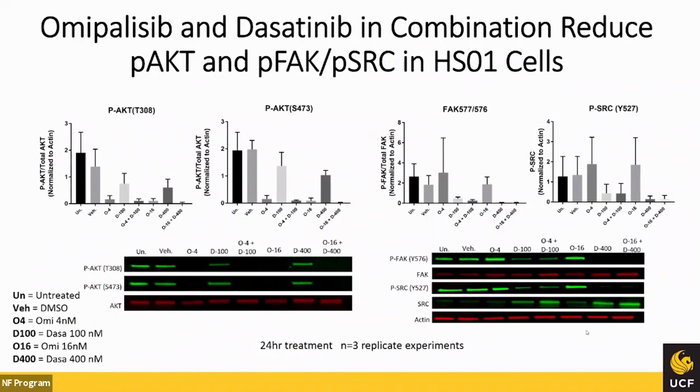Target modulation was assessed by Western blots. Both drugs reduced levels of expected targets. Omepallisib alone, at both doses or in combination with DASA, reduced levels of phospho-AKT, threonine 308, and serine 473. It also increased phospho-SRC levels at these low concentrations. Dasatinib alone at both doses reduced phospho-FAK and phospho-SRC levels. Dasatinib alone also decreased levels of phospho-AKT at threonine 308, but not serine 473.